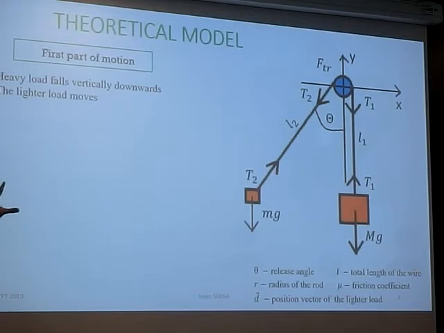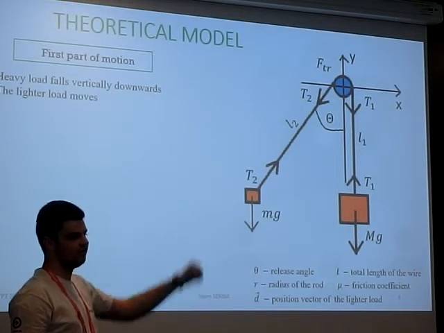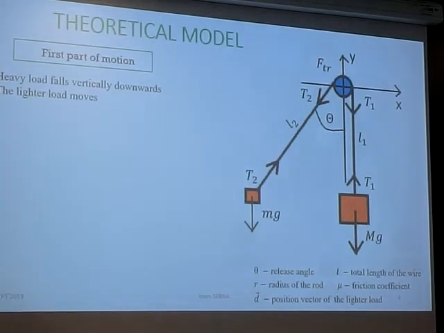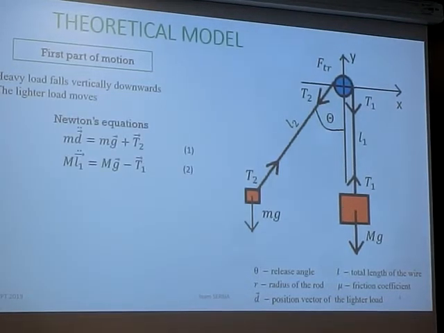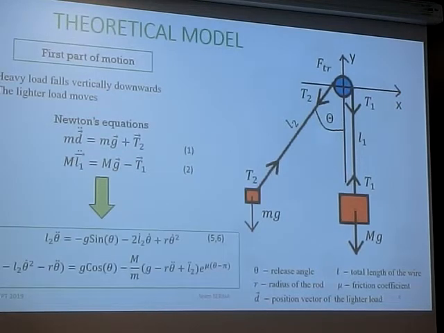We have the first part of the motion, when both loads are moving, the lighter one swinging and the heavier one just falling vertically downwards. Next, when we solve our Newton's equations and write them on the x and y axes, we get equations that describe the movement of the lighter load.